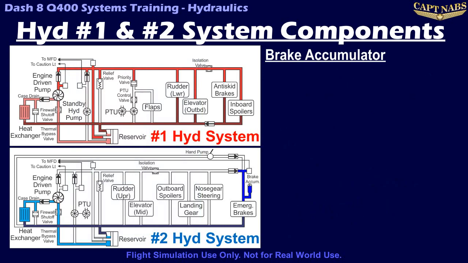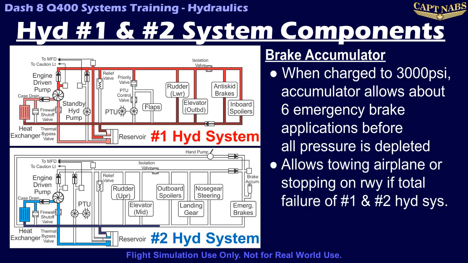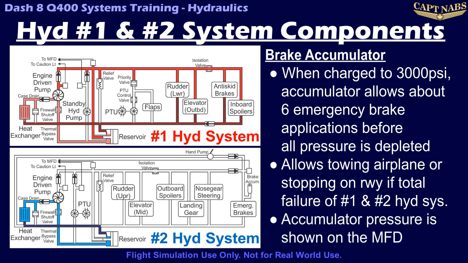When fully charged to 3,000 psi, this accumulator will normally allow about 6 operations of the emergency parking brake before pressure in the accumulator is fully depleted. This is usually enough for most ground operations, and will also help if there is a complete failure of the number 2 hydraulic system, as 6 emergency or parking brake applications are available to help stop the airplane at the gate or even on the runway if the anti-skid brakes are also unavailable. The accumulator pressure is displayed on the MFD permanent system area and will be discussed later.